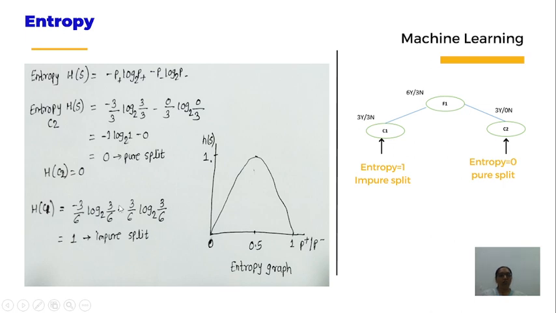Now we will be seeing this with the help of the entropy graph. You can see on the y-axis we will be having the entropy values, and on the x-axis we will be having the probability of plus and probability of minus. In this C1 case we will be having 50-50% probability, that means 0.5. At that time we will be getting the entropy as 1. It is an impure split. If we are having the probability as 1, in this case we will be getting the entropy as 0.